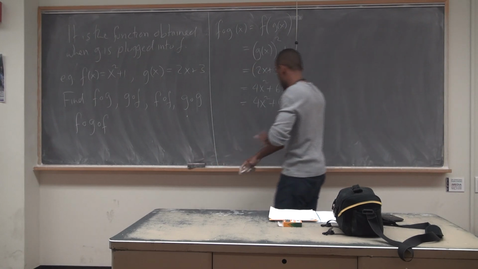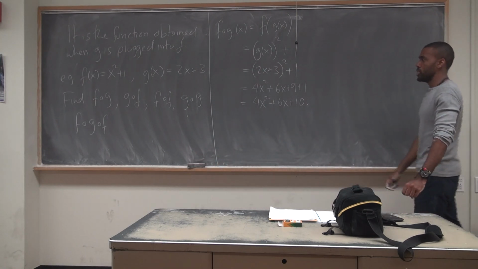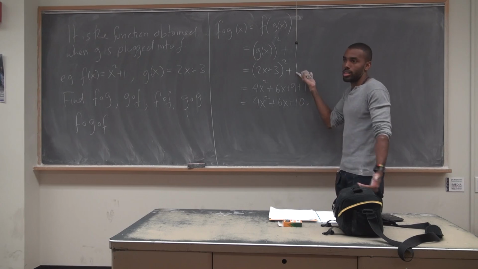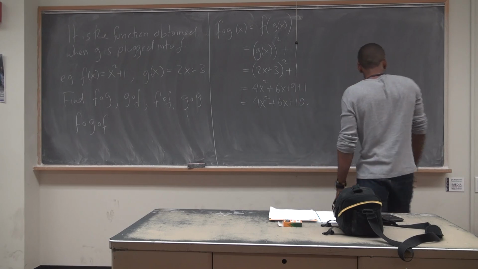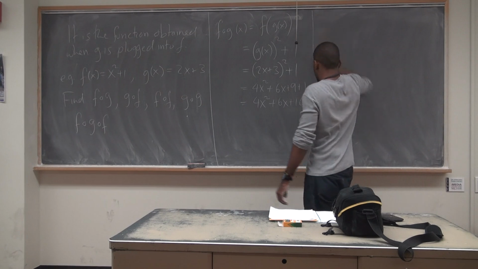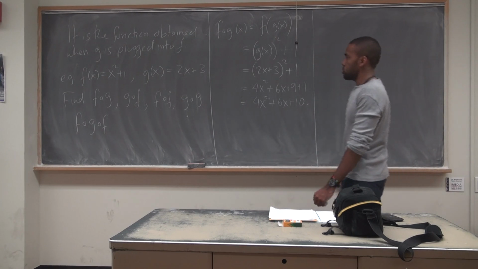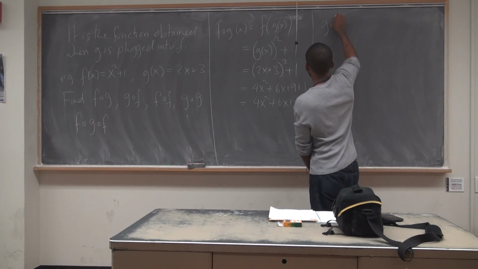It would depend on the problem. If I ask you to find f of g in the vertex, then I leave it here, because you can talk about the vertex right away. It's a lot simpler. Yeah, what about g of f?